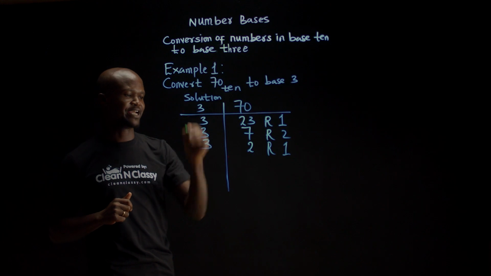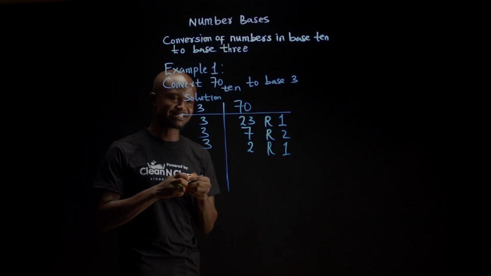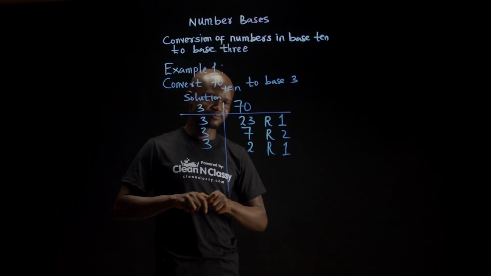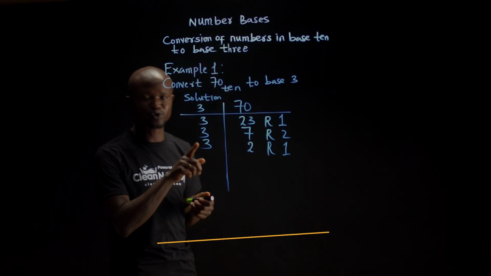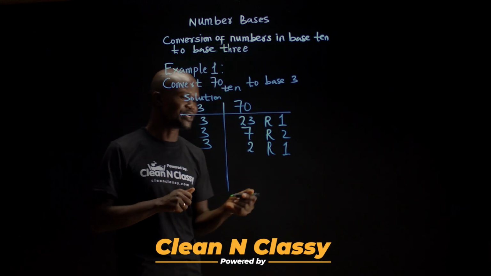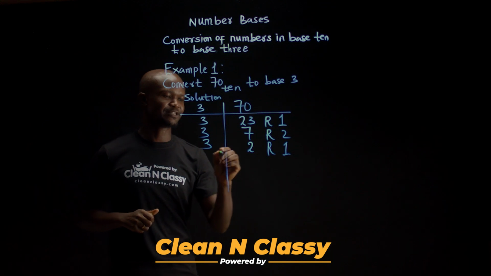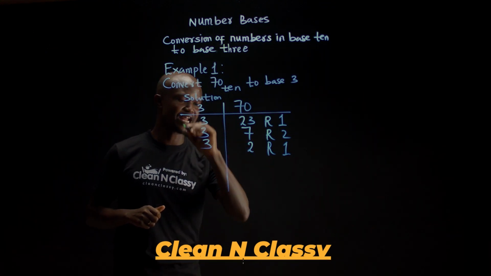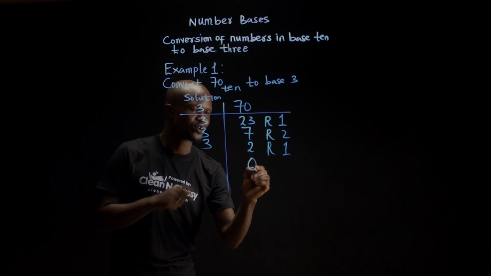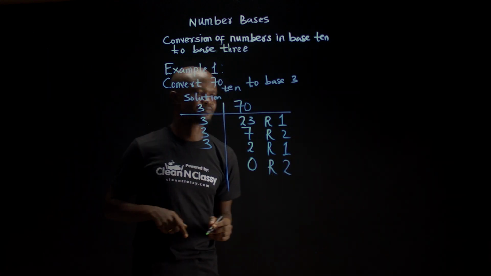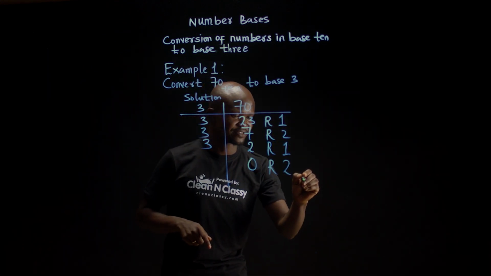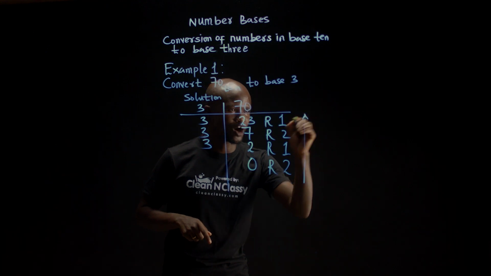Then we have 3 again. You can see at this stage, the number we have here now, which is 2, is less than what we are using to divide. So in that case, it means that we have what? 2 divided by 3, we have 0. The remainder is what? Is 2. Remainder 2. So the answer, you take it from bottom to up.